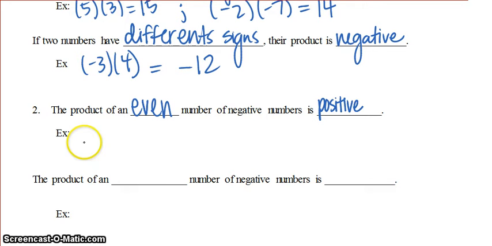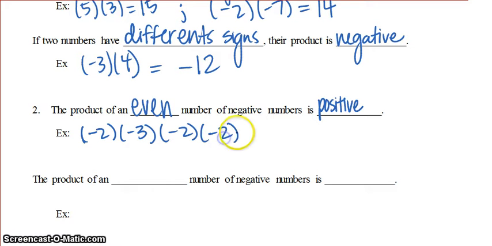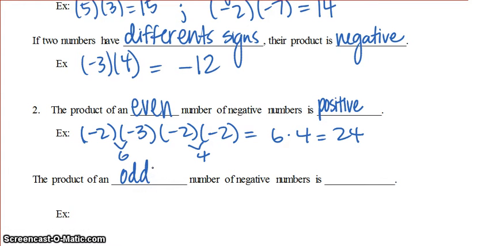For example, if we have negative 2 times negative 3 times negative 2 times negative 2, well, we know that negative 2 times negative 3 is 6, and negative 2 times negative 2 is 4, so we end up getting 6 times 4, which is 24. You see, a positive number. So you can just kind of see how they cancel each other out, so you don't have to pay as much attention. You can just be like, okay, I know it's going to be positive, so I can just forget the negatives from now.